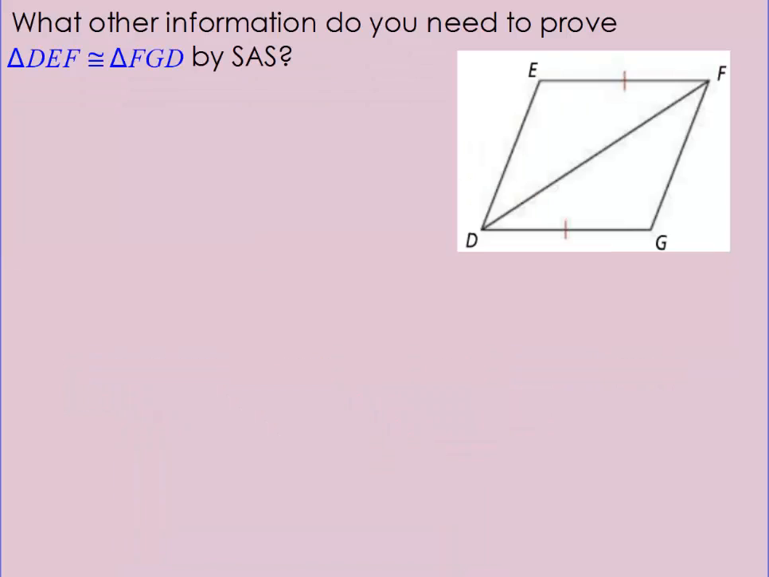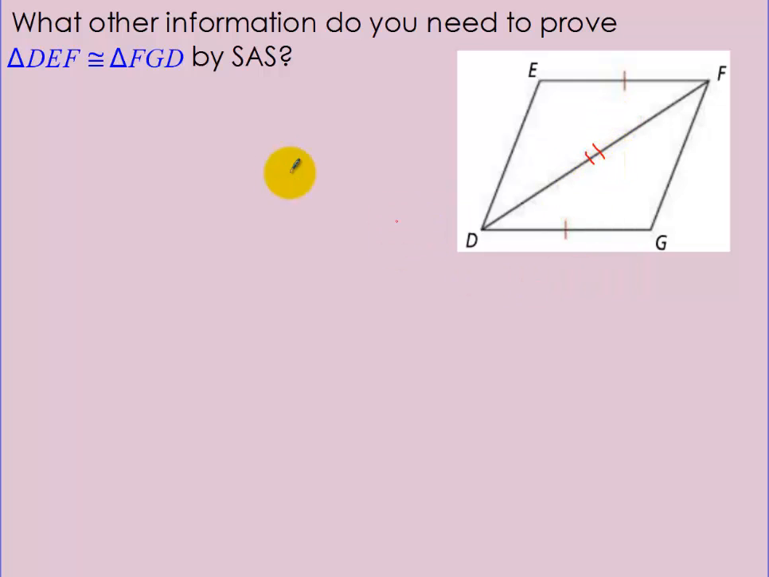Alright, let's actually do an example of this. What information do you need to prove triangle DEF is congruent with FGD? We know some information here, and we want to prove it by side angle side. Well, I know these two sides, EF and DG, are congruent. I also know these two triangles, DEF and FGD, share that middle side.